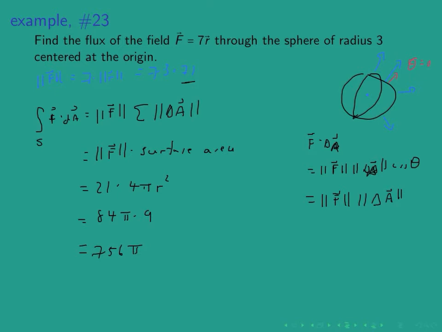So again, let me point out the important ingredients here. This vector field was constant on the surface, and the angle between the vector field and the area vector was always 0, which made things very nice.